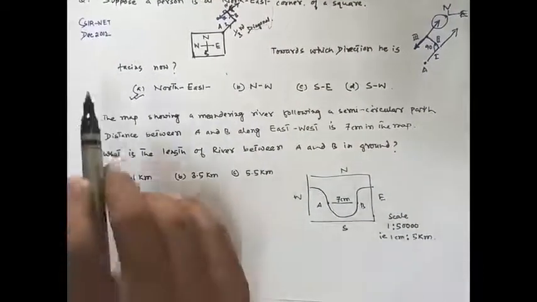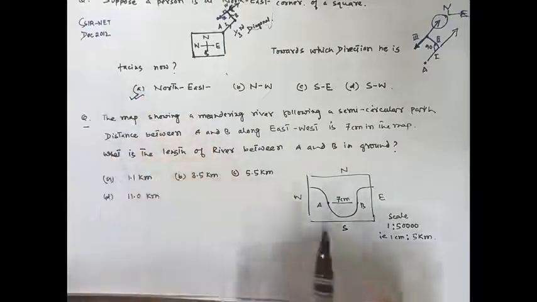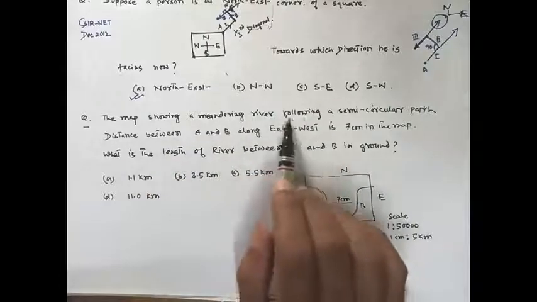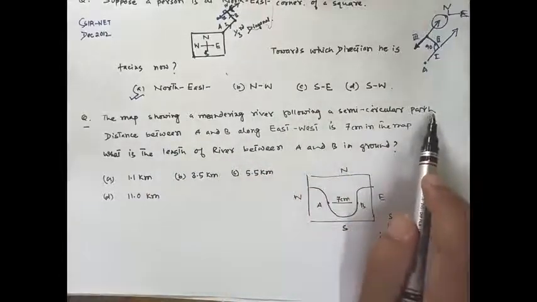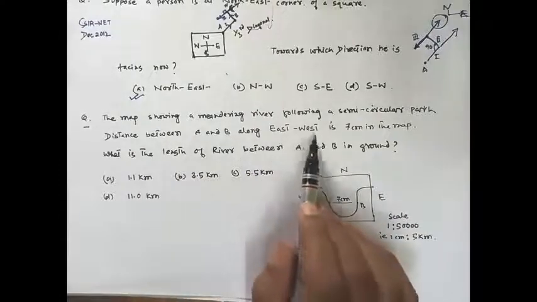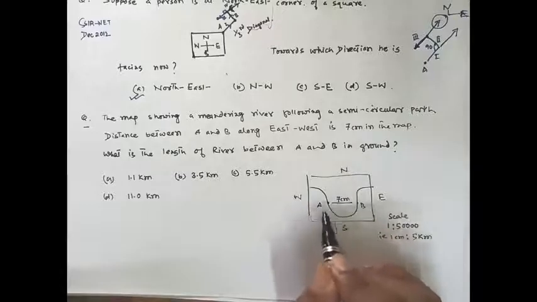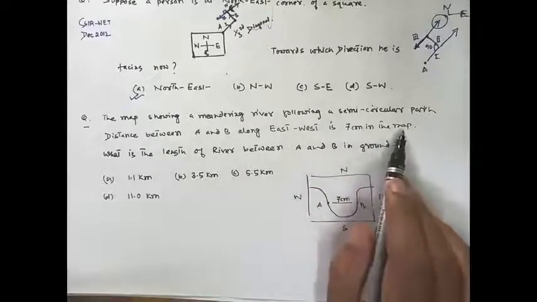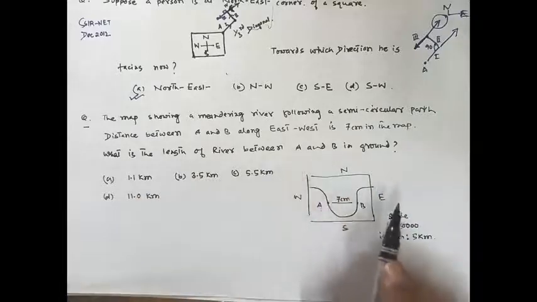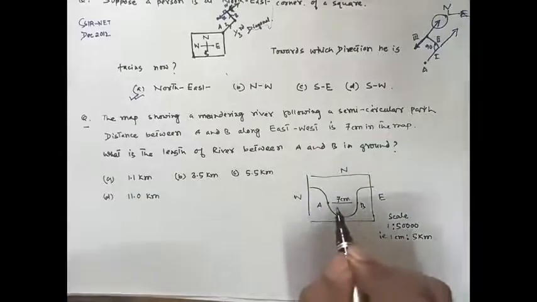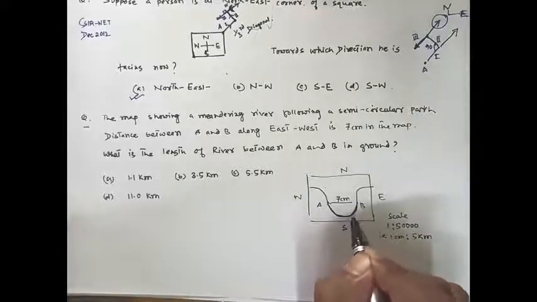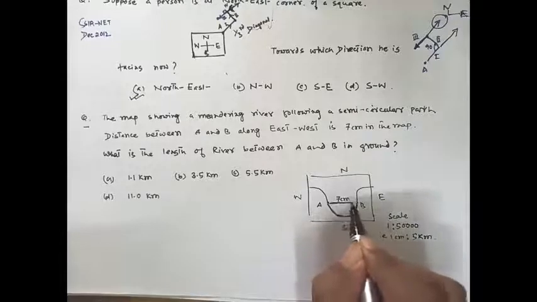The second one is also asked in the CSNA in December 2012. It is said that a map shows a meandering river following a semi-circular path, and the distance between A and B along east and west is 7 cm in the map. So what is the length of the river between A and B? It is asked to find out the whole AB length in the river.